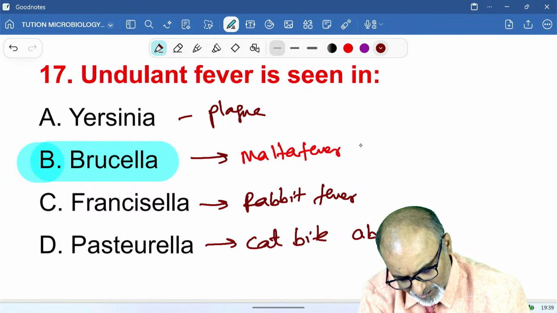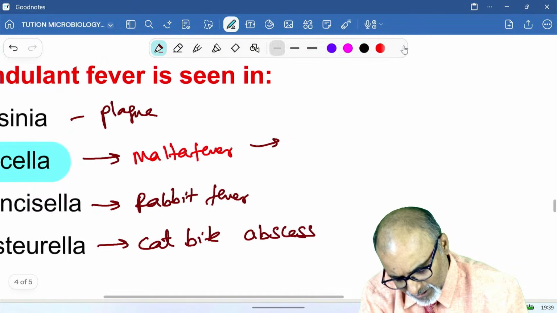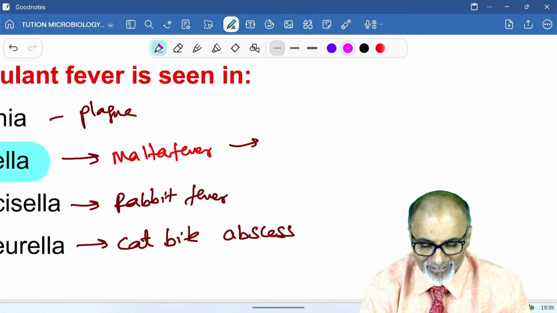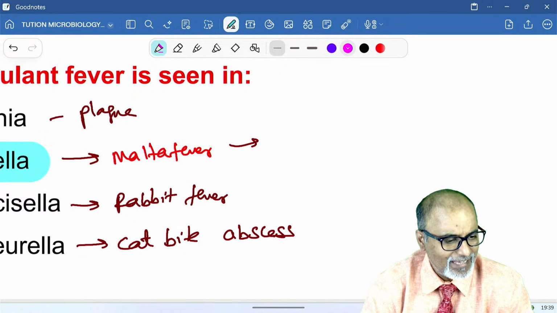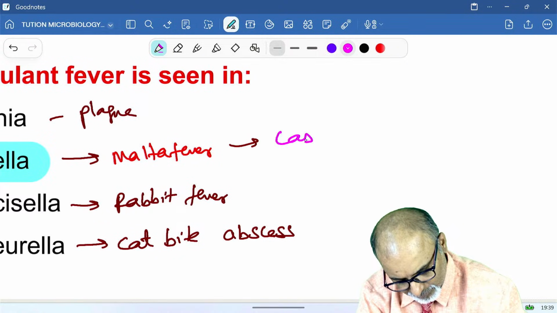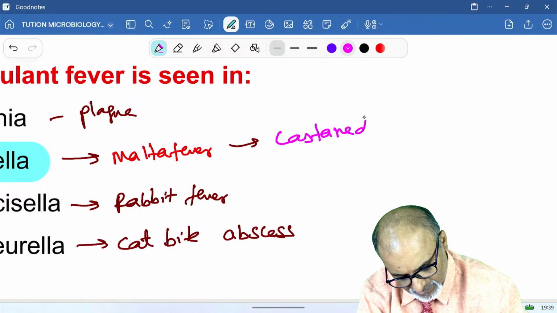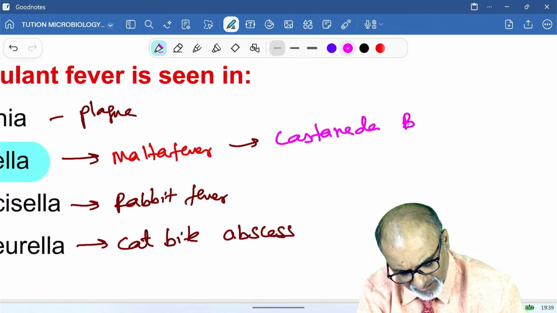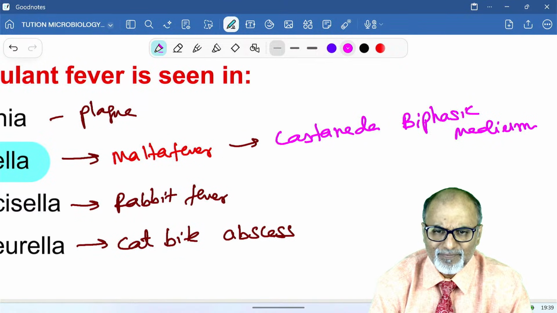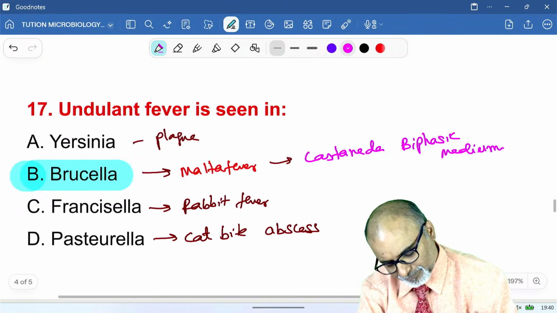What is the selective medium? There's a beautiful selective medium. What is the name? Castaneda. Remember all those things, my dears. Castaneda biphasic medium.